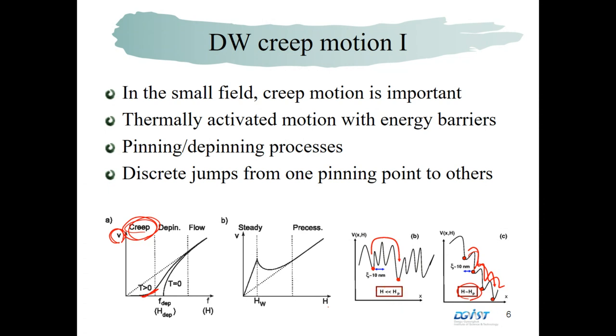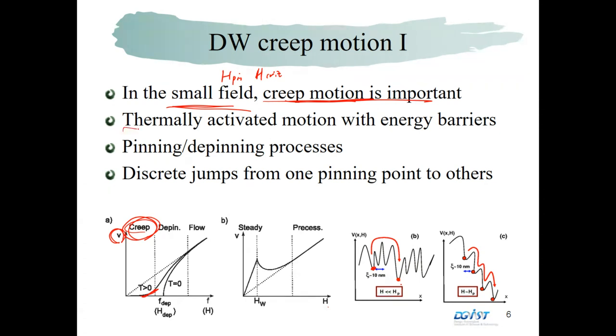So it's kind of a tunneling. Not the physical, real tunneling, but in the sense of energy, we have some chance to move the domain from one place to the other one. So this is what we call the creep motion, in a small field, meaning smaller than the pinning field or critical field. There are many names, but in this region the creep motion is dominant.